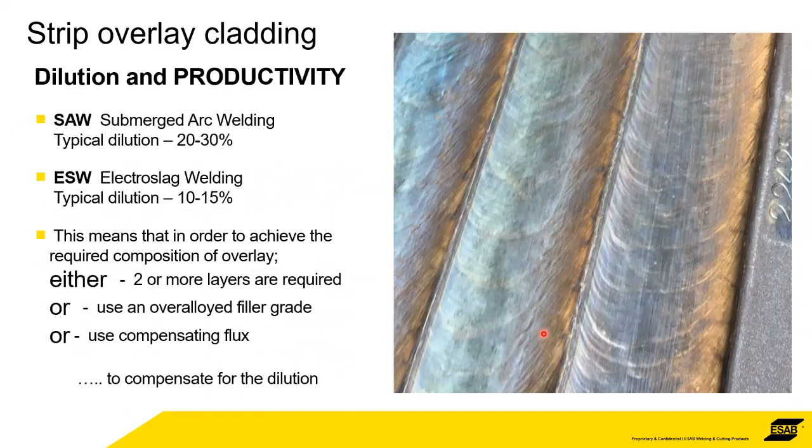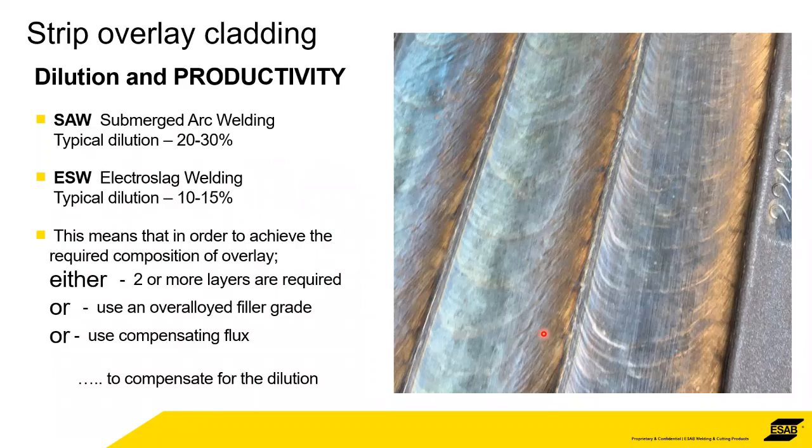Okay, and the big difference between the two processes is that with submerged arc welding that uses an arc, typical dilution is 20%, but more often than not, it's 30%. So 30% of the composition of the strip is mixed with the base metal. With electroslag, doing exactly the same thing, welding it onto the surface, just using the different process, then typical dilution is around about 10%, maybe a little bit higher, but around about 10%.